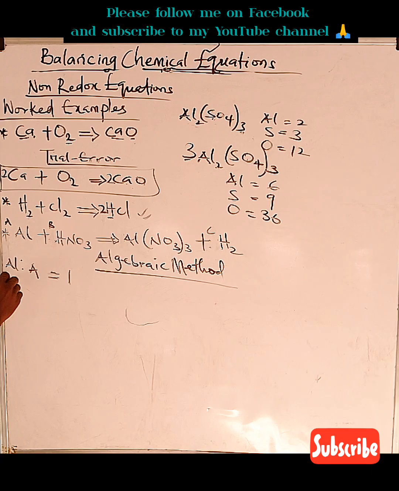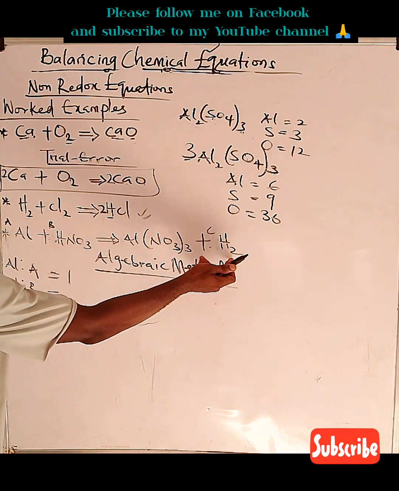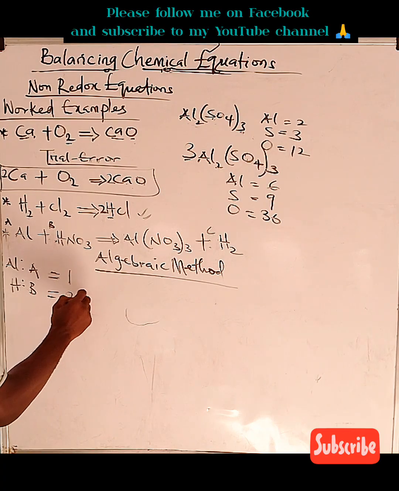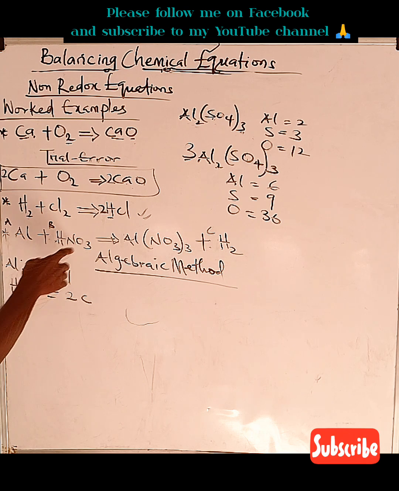Next is hydrogen. For the hydrogen, how many atoms of hydrogen do you have here? 1. 1 times B is B. Another hydrogen, no more on the reactant side. For the product side, hydrogen is 2, 2 times C is 2C. So we're done with hydrogen. The next element is nitrogen. Nitrogen is just one atom.